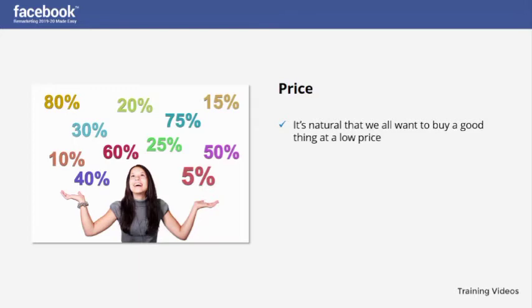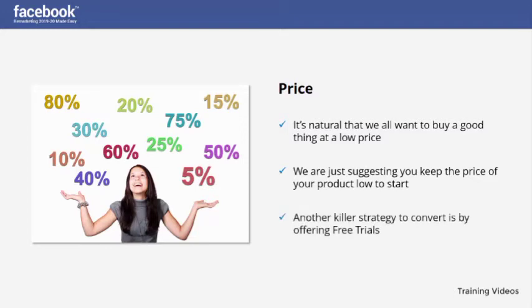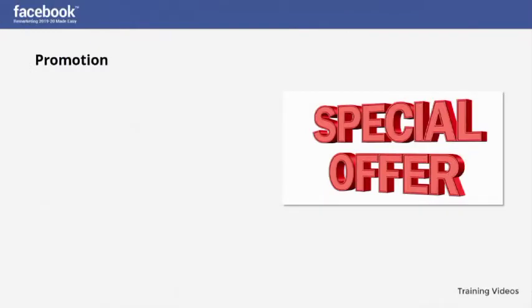We are not telling you to always keep your prices low. We are just suggesting you keep the price of your product low to start. It doesn't mean you should start selling your products at a low price. Instead, give a 30% to 50% off sale offer for 20 days. Another killer strategy to convert is by offering free trials. This allows the potential buyer to test the product, get excited enough, and easily pay for the full price afterwards.